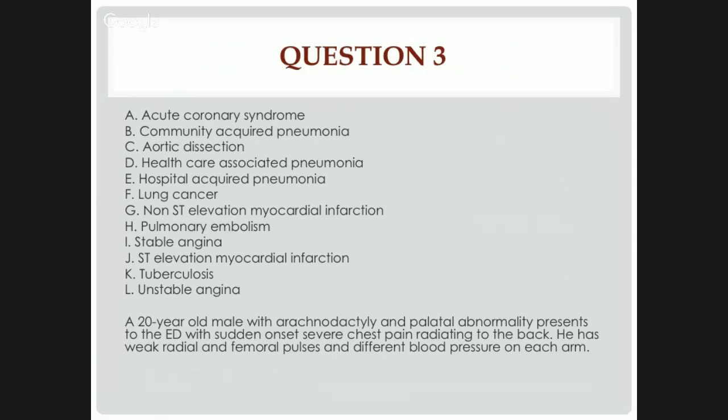Okay, third question. 20-year-old male, you guys would love this one, with arachnodactyly and a palatal abnormality, presents to the ED with sudden onset severe chest pain radiating to the back. He has weak radial and femoral pulses and a different blood pressure on each arm. There's like 1,000 buzzwords in that. Aortic dissection. Is everyone happy with why that's aortic dissection?